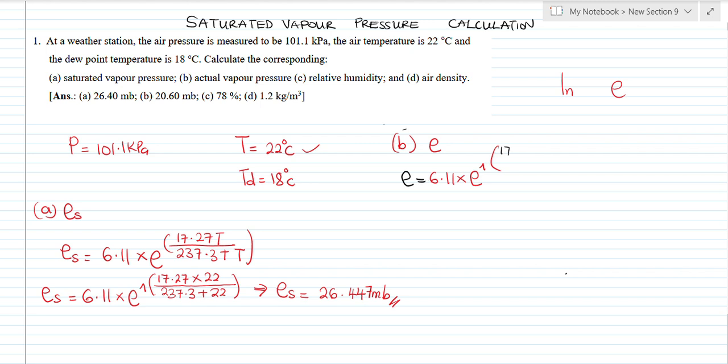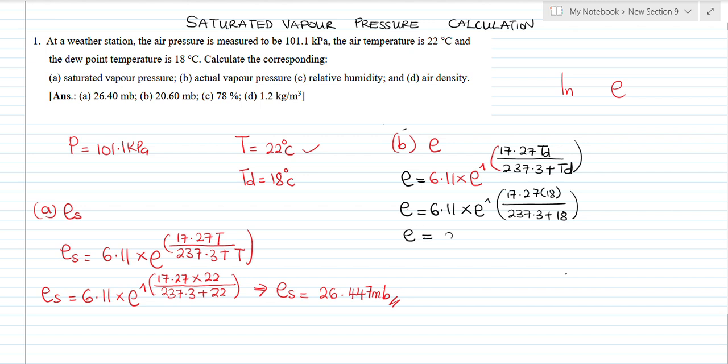So we are going to get 17.27 TD over 237.3 plus TD. So E will be equal to 6.11 times e exponent 17.27 times 18 all over 237.3 plus 18. And so E will be equal to what?